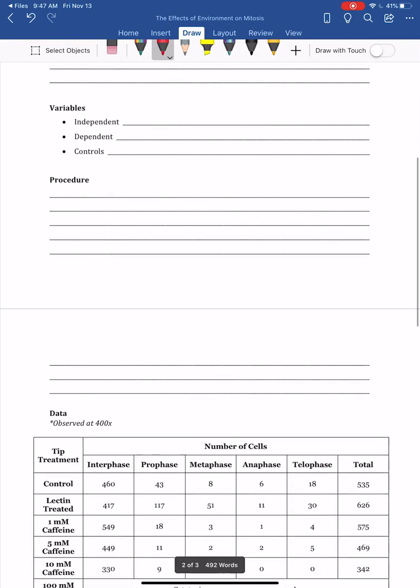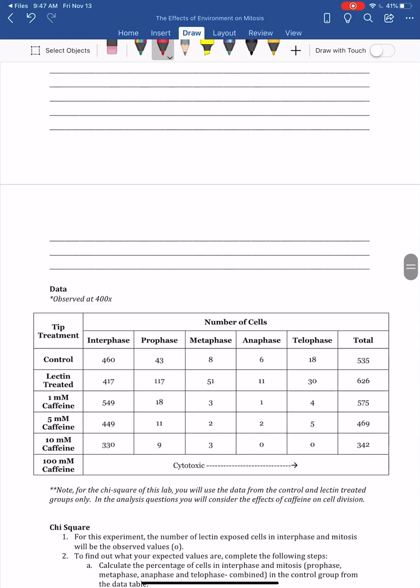So the data has already been collected for you. And so we have our control group. So this has no lectin. And then we have the ones that are lectin treated. Now, you can ignore this part for right now. We'll address that later. We're just looking at the first two rows here. So control and lectin treated. And they've counted several cells. Notice the cell number totals are different, so they didn't count the same number of cells each time.